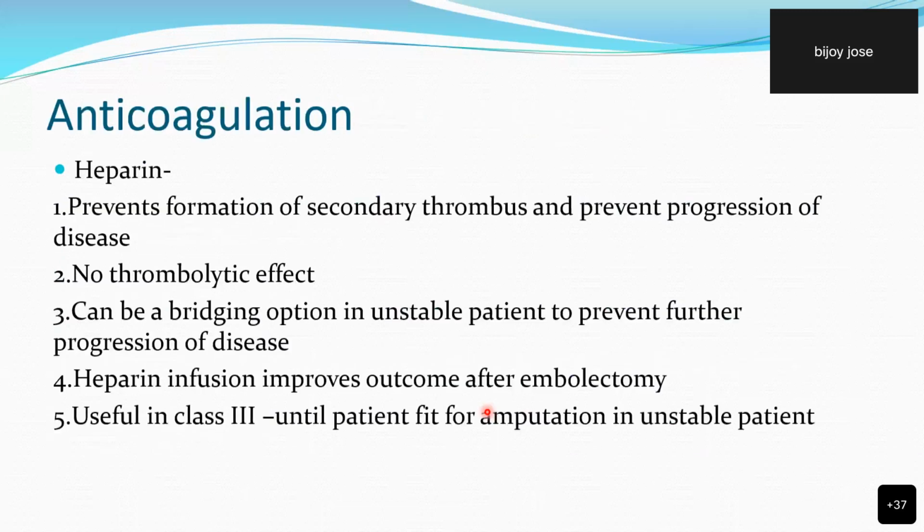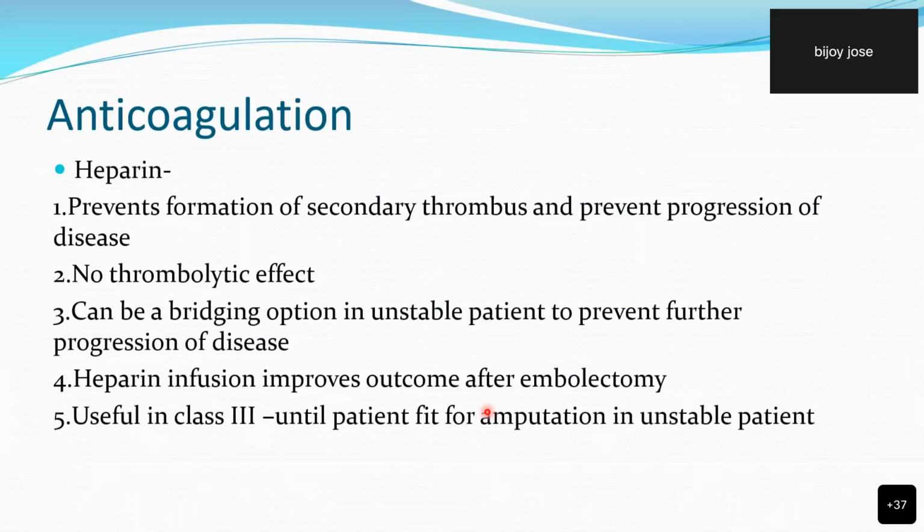So anticoagulation, heparin, prevents the formation of secondary thrombus and prevents progression of the disease. No thrombolytic effect for the heparin, it just prevents the formation of a secondary thrombus. It can be a bridging option in an unstable patient to prevent further progression of the disease.